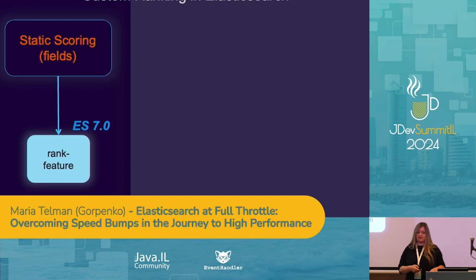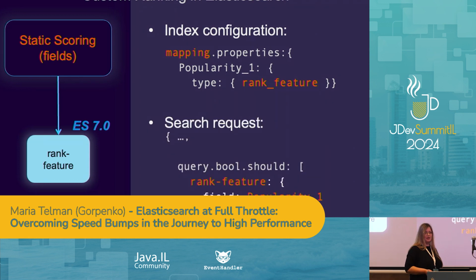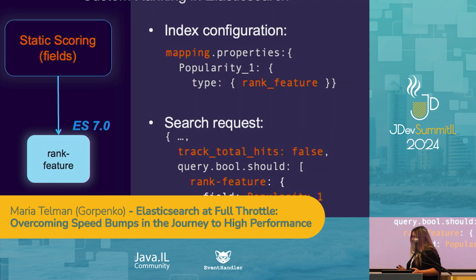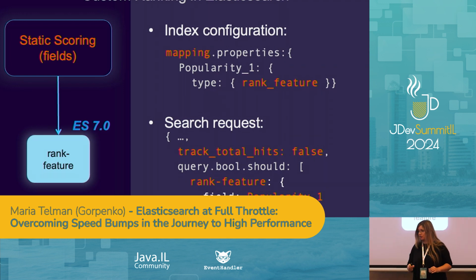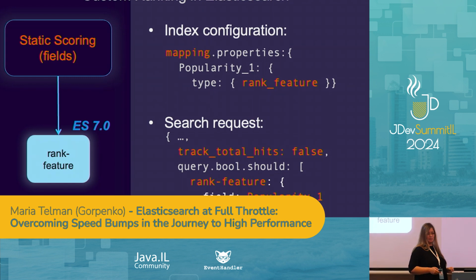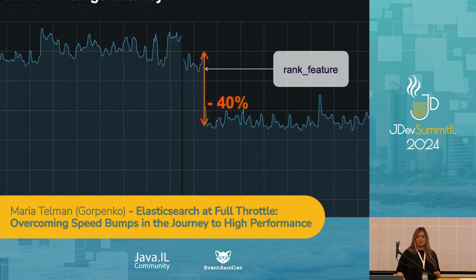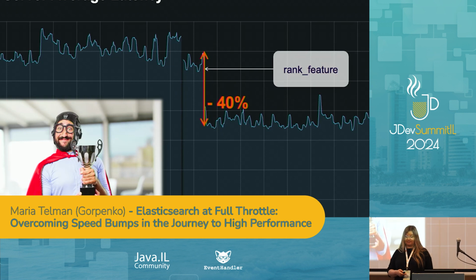Now, in our mapping, we define our popularity field as a rank feature, and then we can use it in the search request in the query context. And remember to disable track total hits. This small change surprisingly enables another feature, early termination. Now, if we need the top 100 documents, Elastic won't retrieve more than 100 documents from each segment. That is a nice additional optimization. So we ran our tests and saw a 40% drop in the latency. Amazing, isn't it? Yes, it looks like rank feature is a real game changer here.